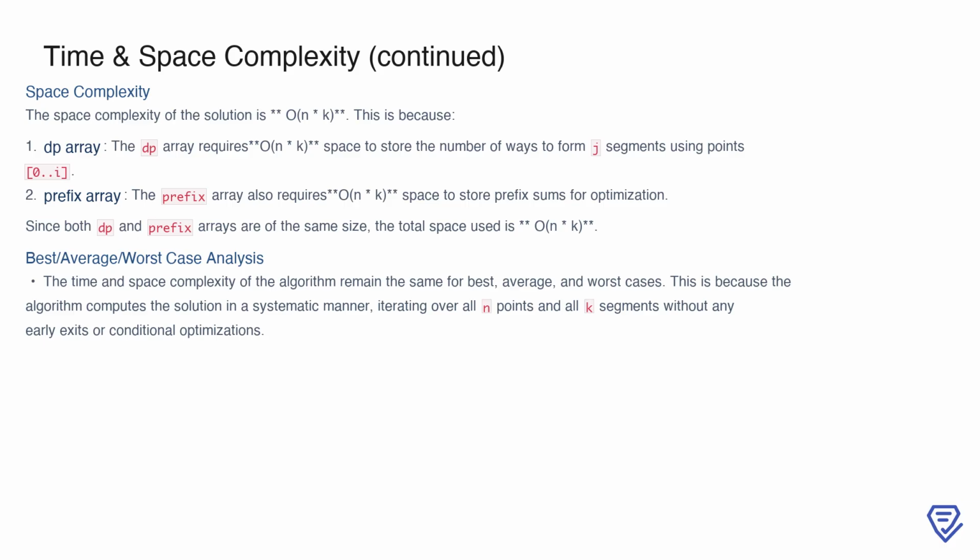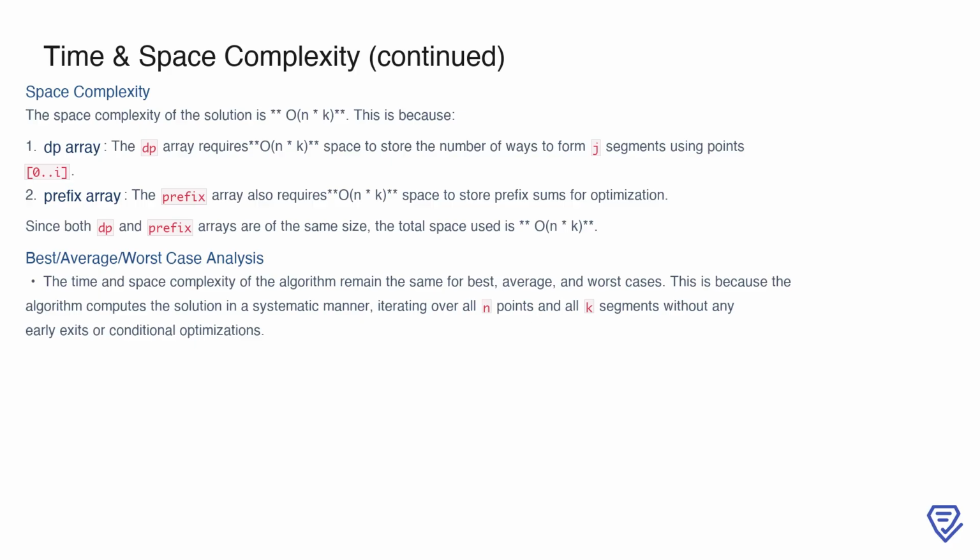Now let's discuss space complexity. The space complexity of this solution is also n*k. This comes mainly from the dp array, which stores the number of ways to form j segments using points 0 to i. The dp array alone requires n*k space. Additionally, we use a prefix array to optimize our calculations by storing prefix sums, and this array also has the same size, n*k. Since both arrays are of equal size, the total space usage is n*k.